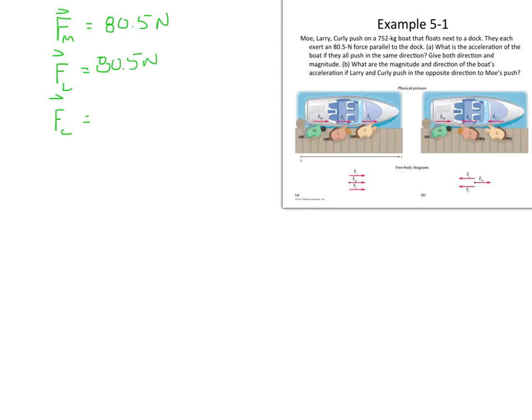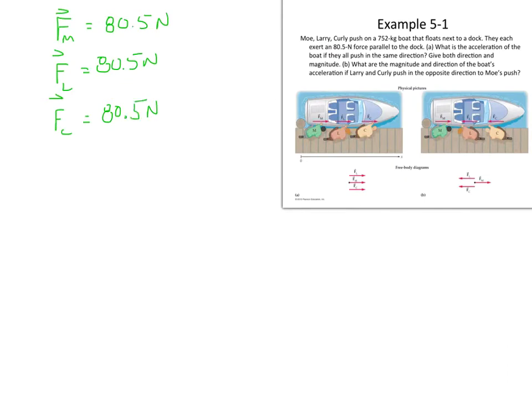80.5 newtons, and 80.5 newtons. Now, you might be saying to yourself, why write all this out? This just seems so repetitive. These aren't always going to be the same forces, and so writing them out and keeping them straight from each other is going to go a long way to making these problems easier to do.